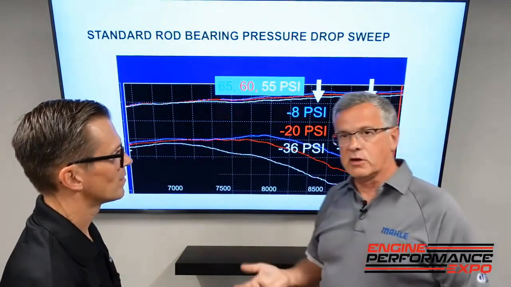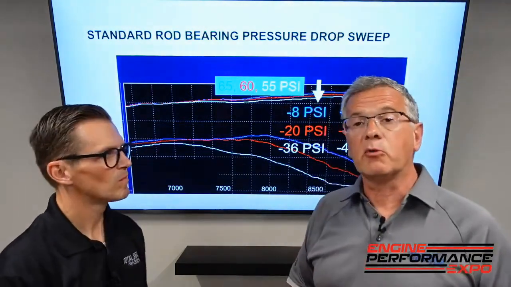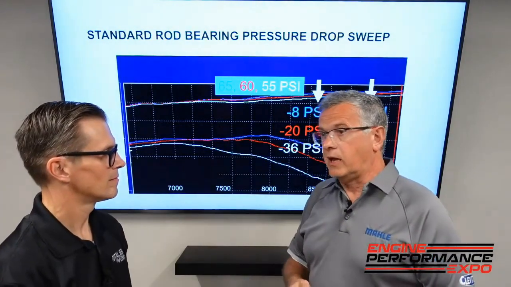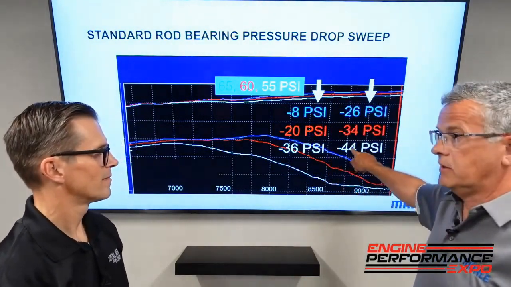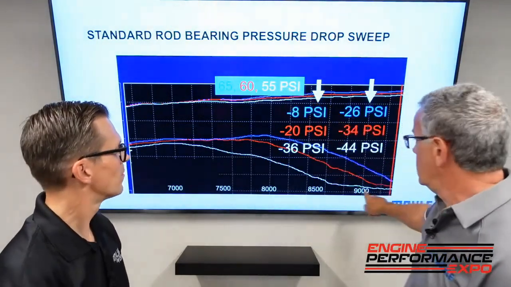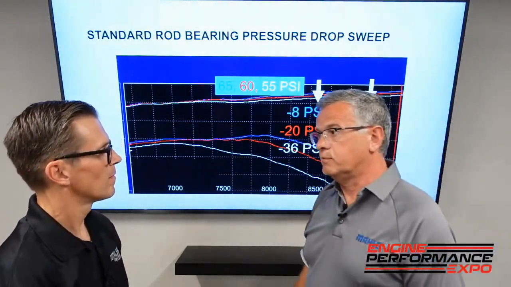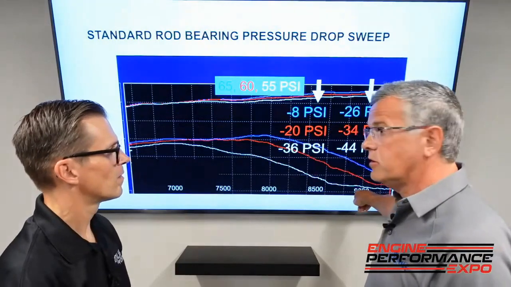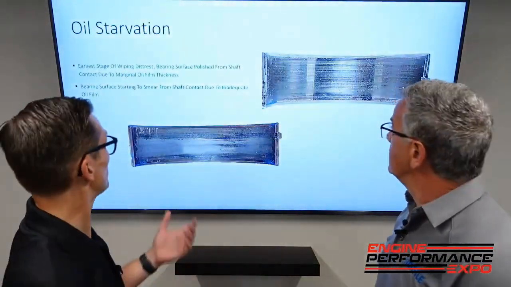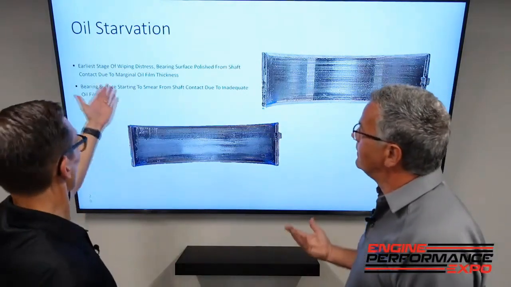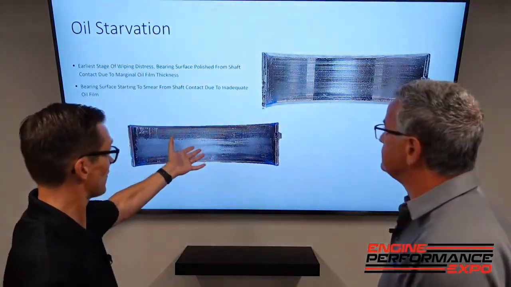So my worry is if you're thinking, oh, I'm going to reduce oil flow and make more power, keep that rod bearing in mind. If you're running less oil pressure at a high RPM, you can get to a point where you starve the bearing of oil. I think we've all seen that happen before. Again, this is oil starvation, where there's just not enough oil getting there.